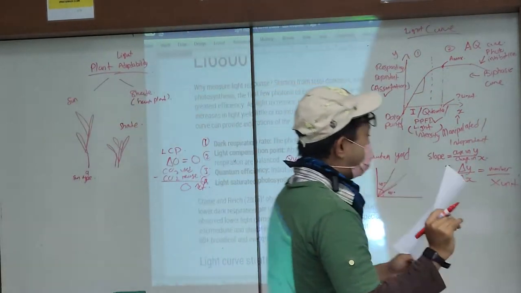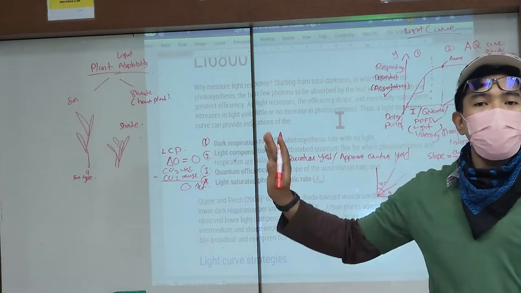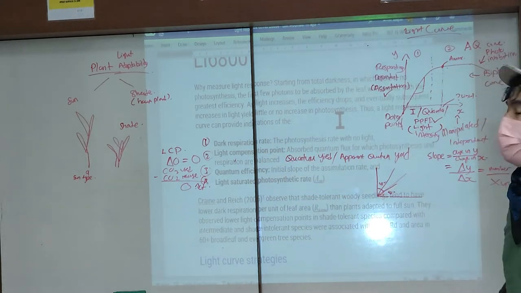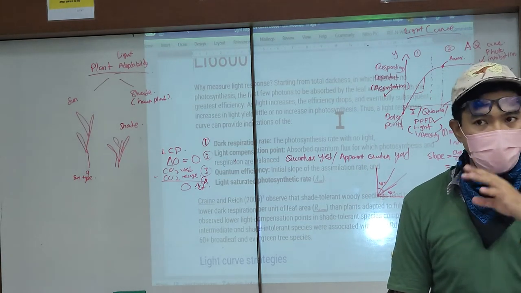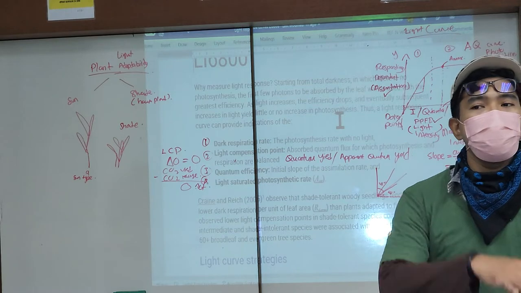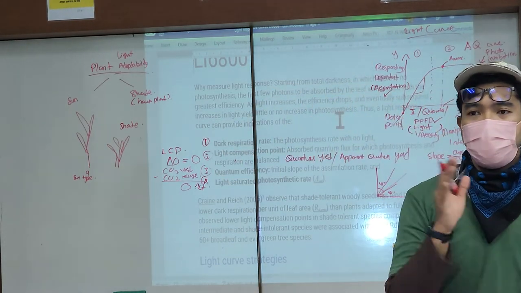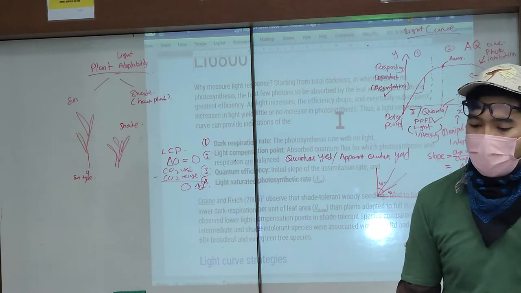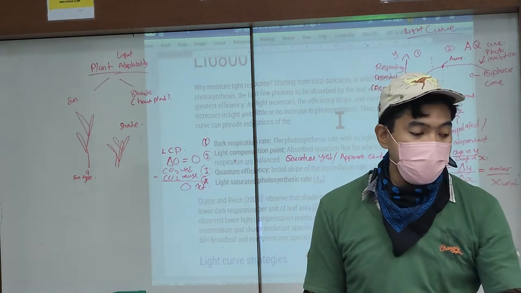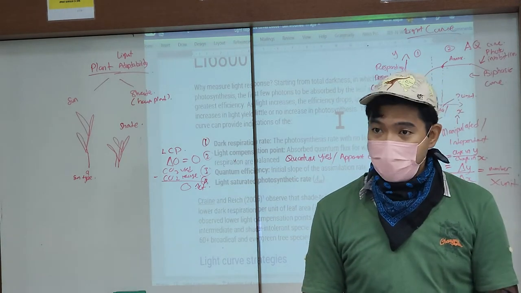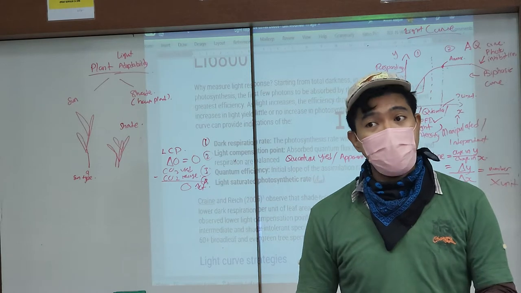So, for the reasoning why we do light curve, this is about it. Before I go to the machine, any question? Remember, when you do something, you need to understand why you are doing it. You don't do it because your crazy supervisor wants you to do it, because most of the time, crazy supervisor also clueless.